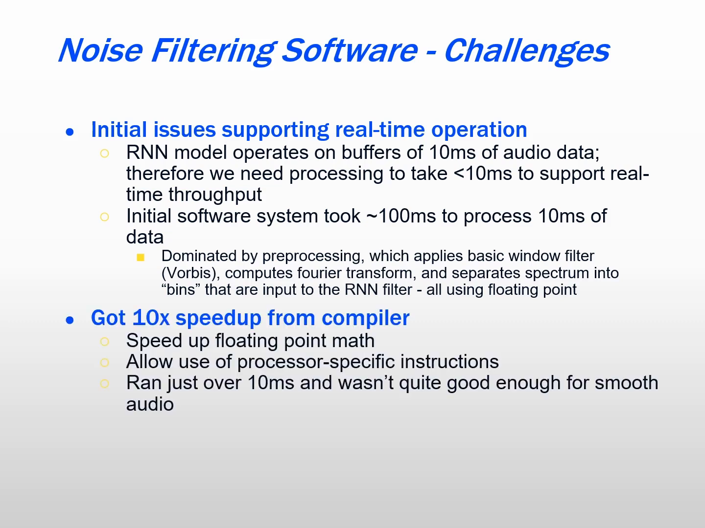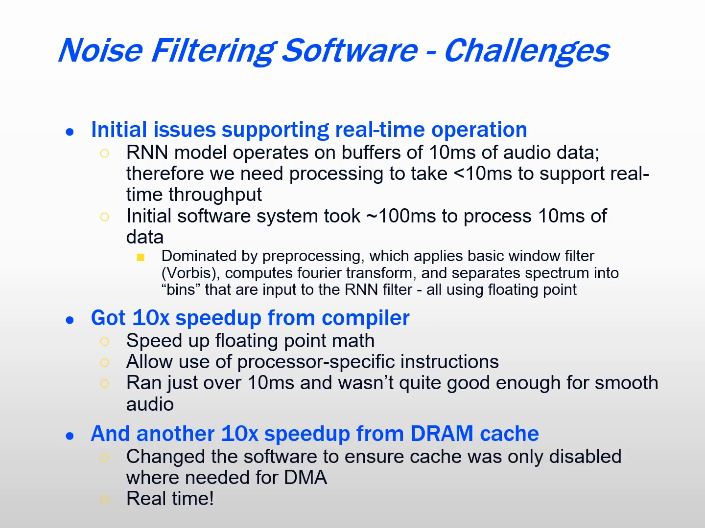We were able to get a tenfold speed up just by letting the compiler optimize the code for our processor, which got us just over 10 milliseconds. It wasn't quite good enough to get smooth audio, however. And then we were able to get another tenfold speed up just by making sure that the DRAM cache was disabled only in the lines where DMA transfers were taking place. So with these changes, we got the system to do the data processing in just under 1 millisecond, and we are finally able to run the system in real time.